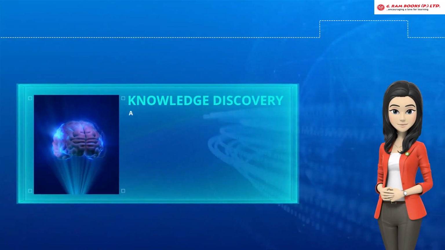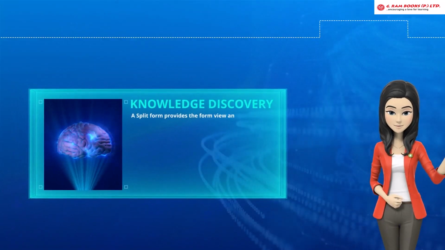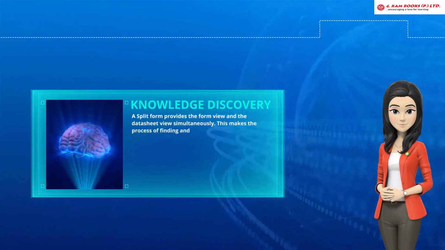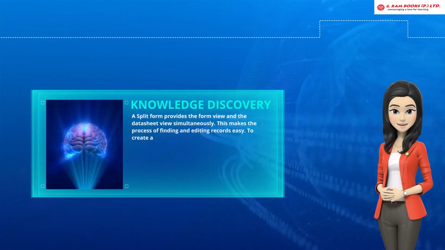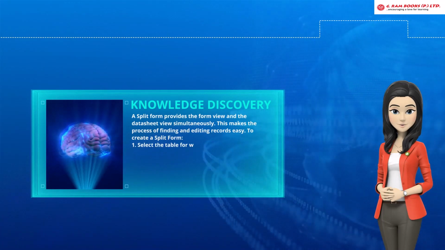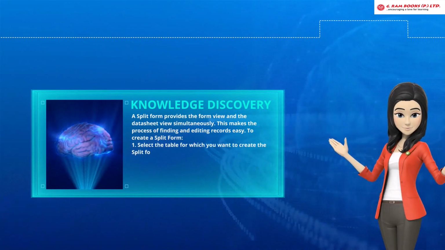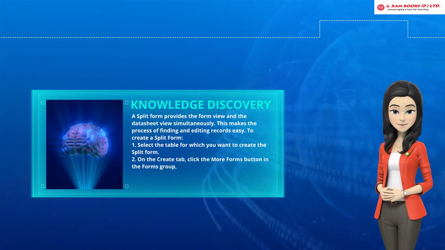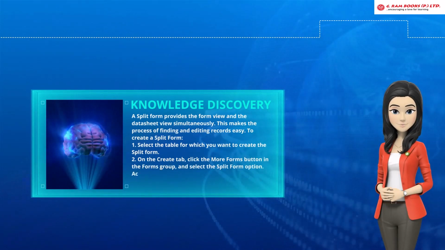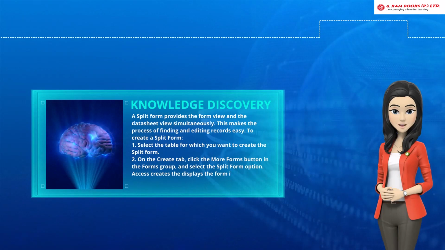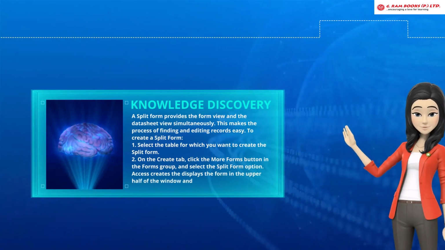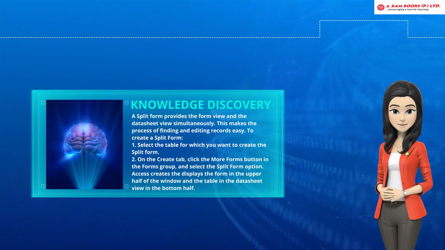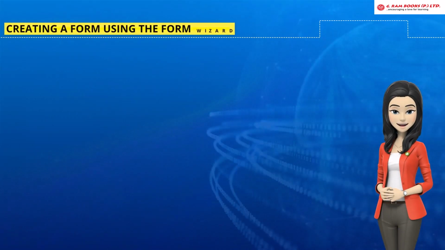Knowledge discovery. A split form provides the form view and the datasheet view simultaneously. This makes the process of finding and editing records easy. To create a split form, 1. Select the table for which you want to create the split form. 2. On the Create tab, click the More Forms button in the Forms group and select the Split Form option. Access displays the form in the upper half of the window and the table in the datasheet view in the bottom half.